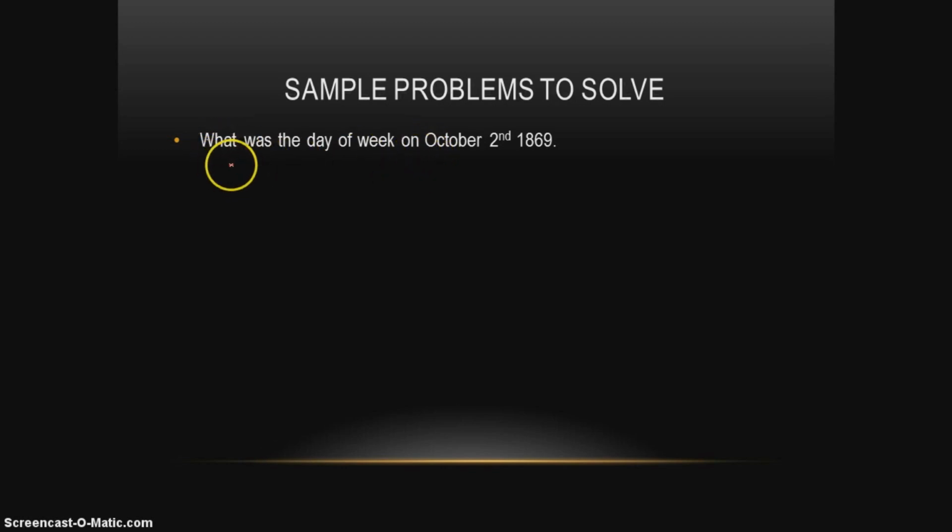When we are looking to solve problems related to calendar, this is a very typical problem which is asked. That is, you have to find the day of week of a certain date. It could be any date. For instance, here it is 2nd October 1869. It could very well have been, say, 27th February 1989 or something like that.